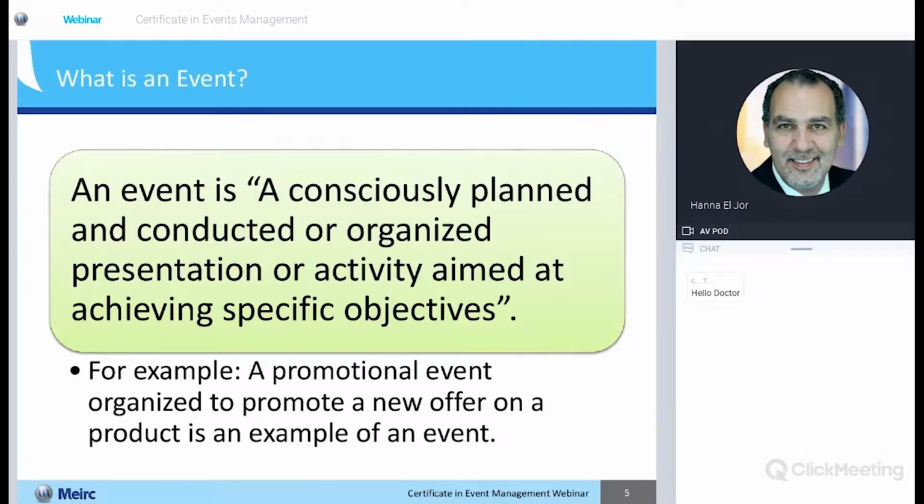So this definition of an event rings a bell in our minds about the four main principles of management in general, which are the POLC. Of course, starting with planning, and the next step in any kind of management we are involved in. The first step is planning. Second is organizing, the O. The L is for leading, directing, implementing, if you want.